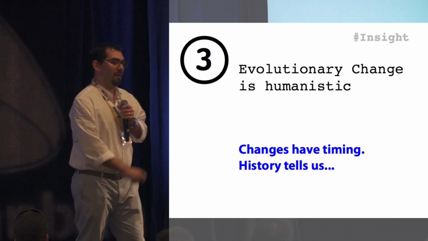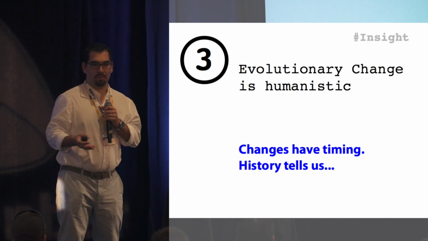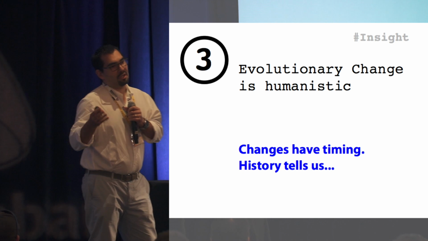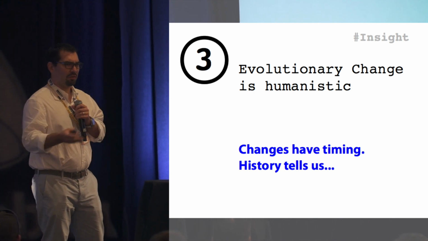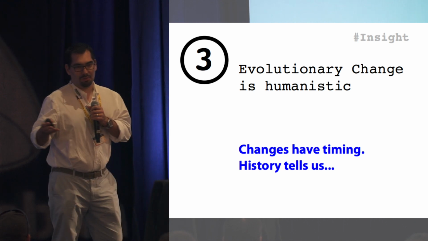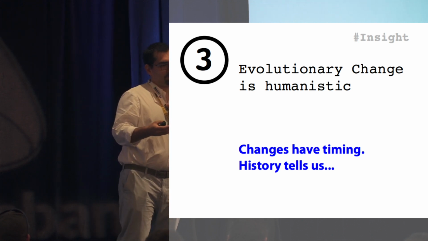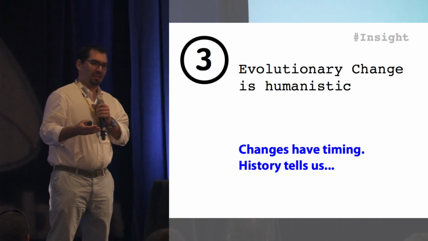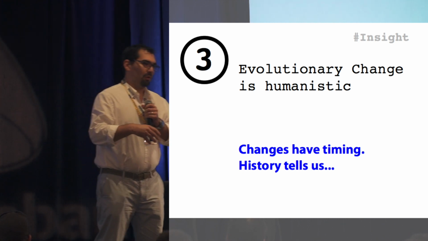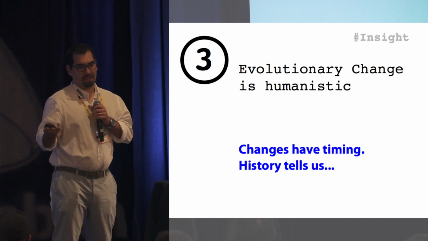And the last one, evolutionary change also is humanistic, okay? I guess that everybody here in the community understands that changes have timing, and history tells us that the way the families, the way the cities, the way the teams evolve is using this kind of baby step solution, okay? And every time that you see in history someone trying to change things too fast or doing big changes suddenly, usually people got killed in the process, okay?